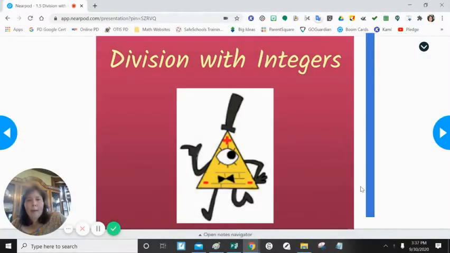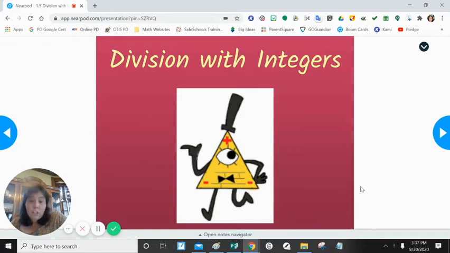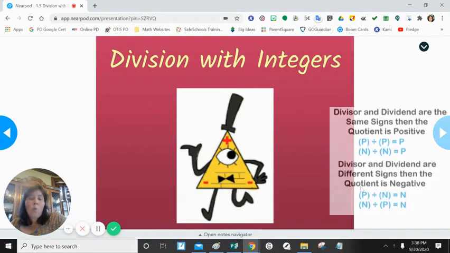Today we're going to talk about division with integers. Division is the opposite operation from multiplication. So the way we divide with integers is very similar to the way we multiply with integers. Again, we have Bill Cipher. And again, we have that three-sign relationship where we have two negatives and a positive. When we're dividing with integers, if I have a divisor and a dividend that are the same sign, my quotient will be positive. If my divisor and dividend are different signs, then my quotient is negative.